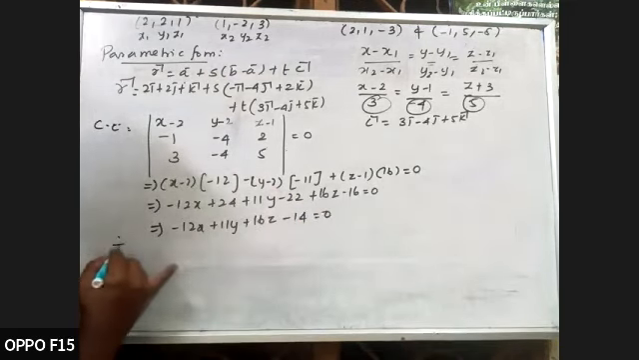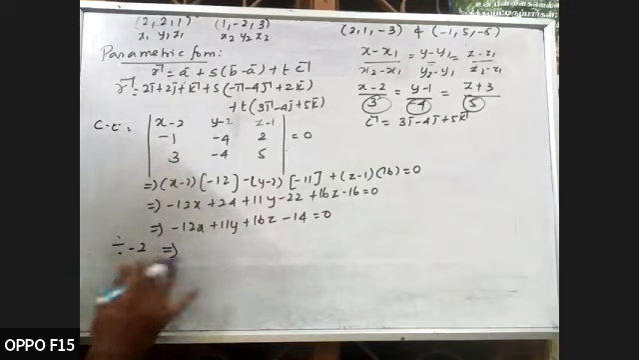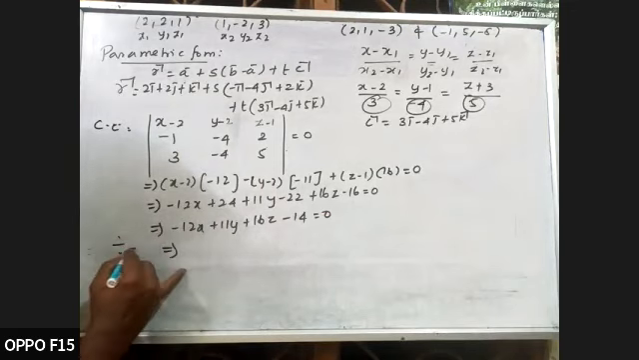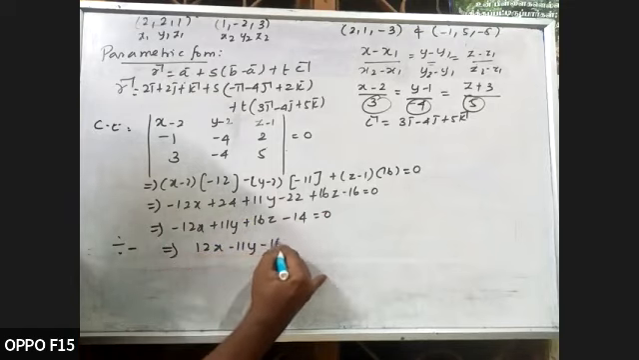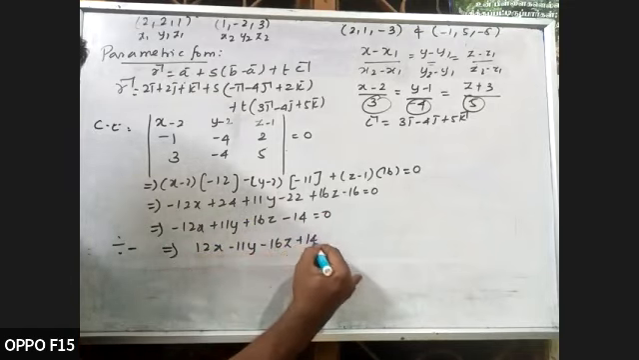You can divide this throughout by minus 2. Here only minus is there, 11 is there. I can divide by minus. You get 12x minus 11y minus 16 is 8 plus 14 equal to 0.